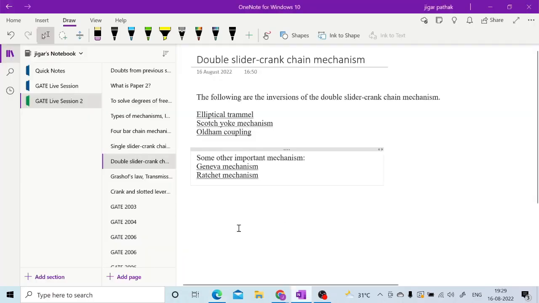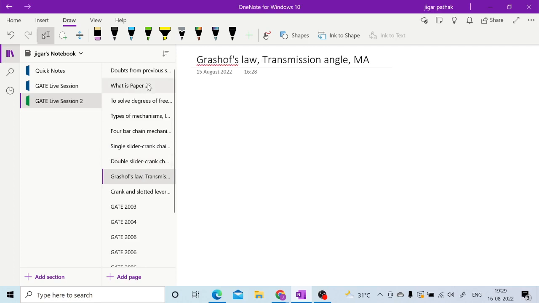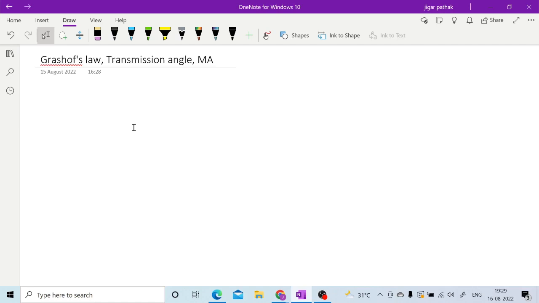So now, after looking at all these different mechanisms, let us see some of the important concepts which will help us in understanding or solving those conceptual questions in GATE from previous year questions, right? One of the important things is Grashoff's law.